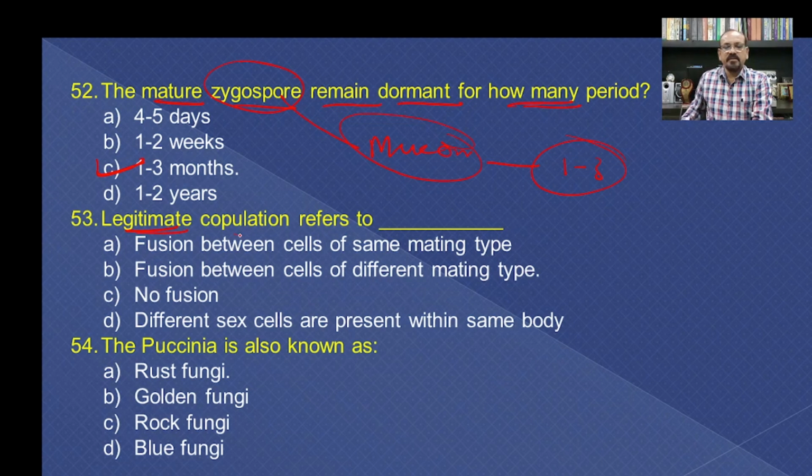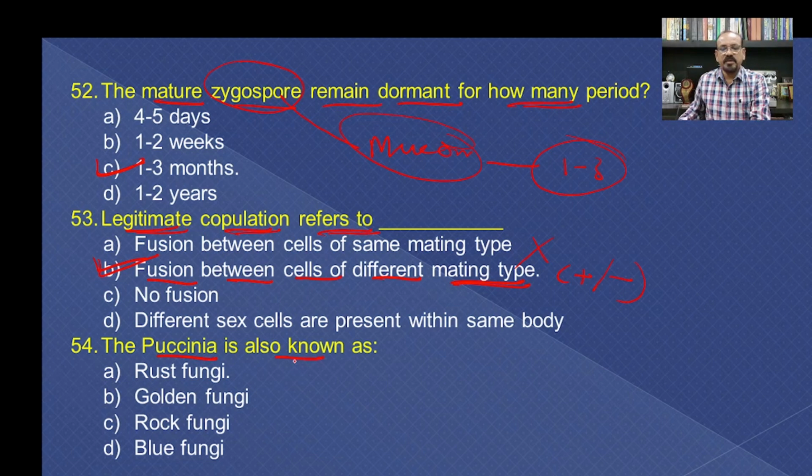Then legitimate copulation refers to, earlier we have seen that there is a fusion between the two hyphae, that is in the form of gametangia in the Mucor, that is of the plus strain and the minus strain. Such type of condition is known as the legitimate copulation, and hence the fusion between cells of different mating types, that is of the plus strain and the minus strain, and not the same mating type, and hence B will be the correct answer for this question.